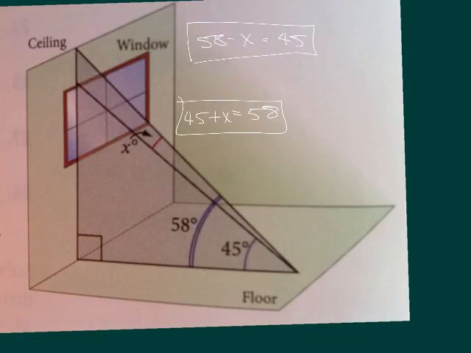But I just wanted to explain what this angle of elevation is. So there's the angle of elevation to the top of the window. There's the angle of elevation to the ceiling. And they're interested in the difference between the two. So that's it for problem set 3.4.